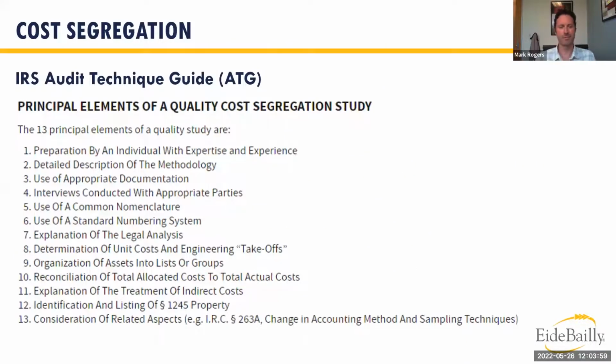And while there is no regulation on cost segregation per se, the IRS has issued an audit technique guide to help their field agents perform audits. Part of the guide discusses these 13 principal elements. We won't go through all 13, but starting with number 1, preparation by an individual with expertise and experience, all the way down to 13, looking at related aspects like 263(a). The ATG essentially gives the taxpayers the answers to the test so that we can perform a cost segregation study properly.